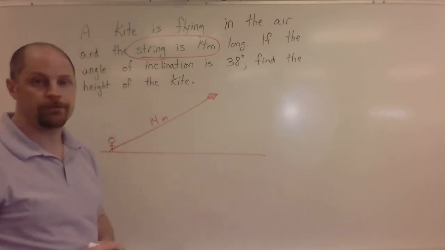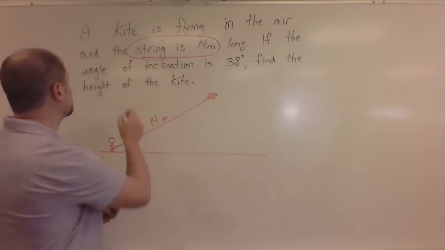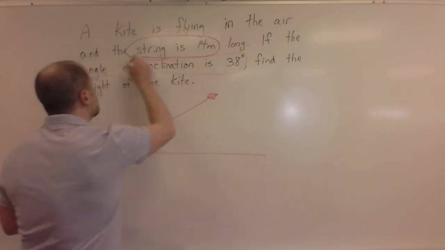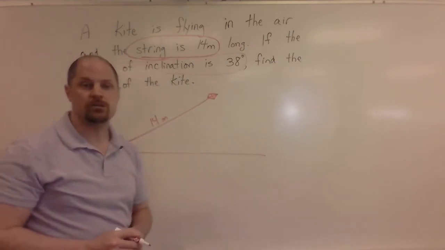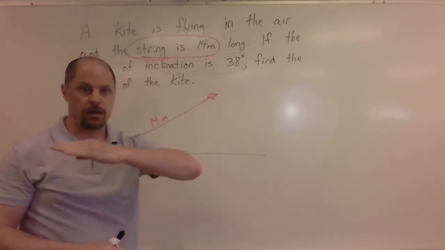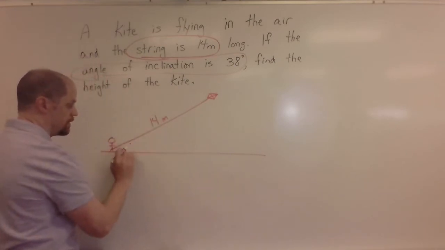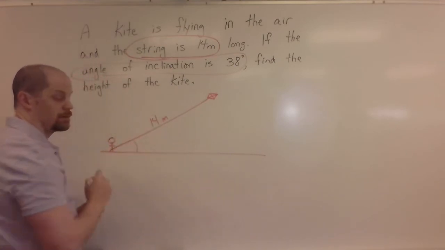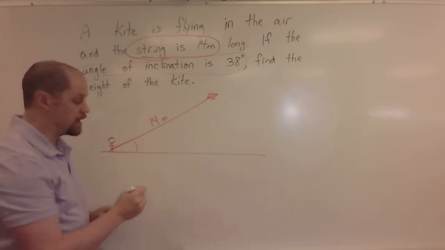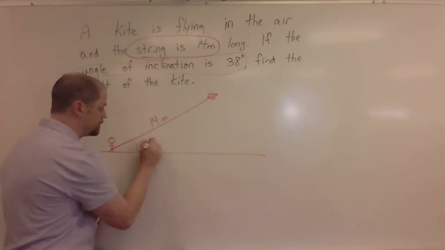We want to fill that in. The next thing we're told is the angle of inclination is 38 degrees. Remember, it always starts with the horizontal line going up. So in this case, the horizontal line is right here. It's the angle right there. And 38 degrees, fill it in.